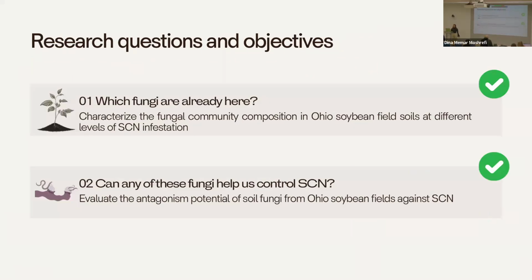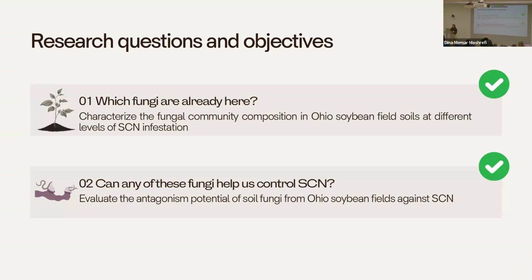By this point, I hope I have shown a little bit of which fungi were already there in those fields in Ohio soybean soil. We were able to characterize some of the fungal community composition in Ohio soybean field soils at different levels of soybean cyst nematode infestation, and we evaluated the antagonism potential of soil fungi from Ohio soybean fields against the nematode.